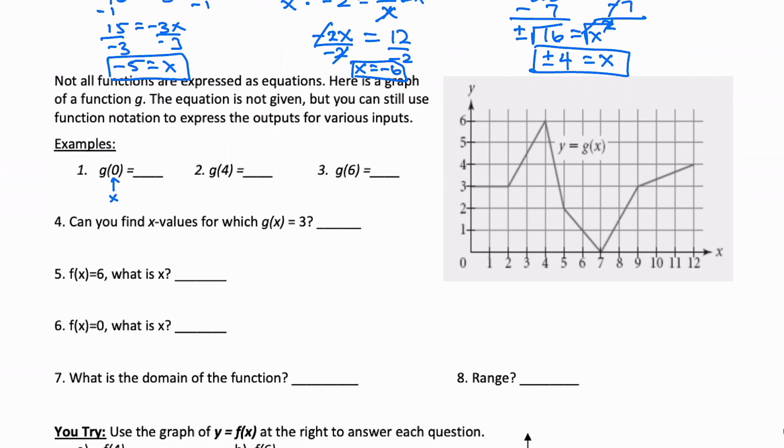Well, when x is 0, here are your x's. When x is 0, your graph is at 3. So I know that when you plug in 0, the y value is going to be 3.